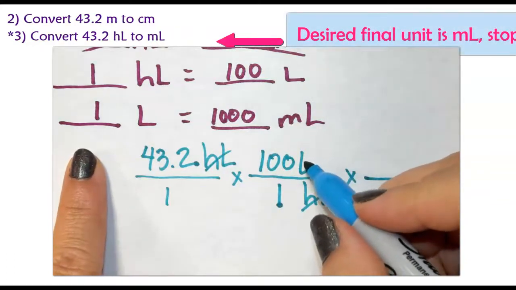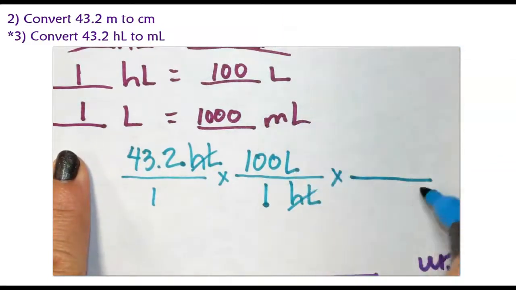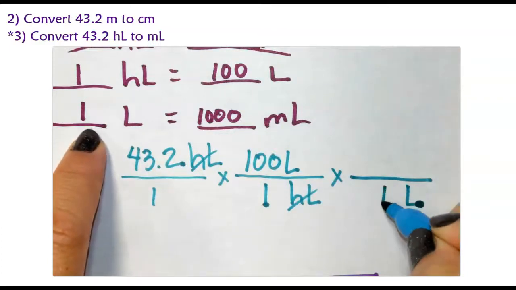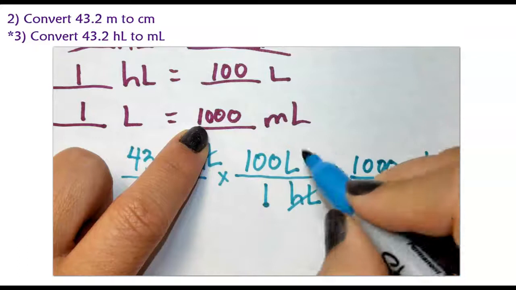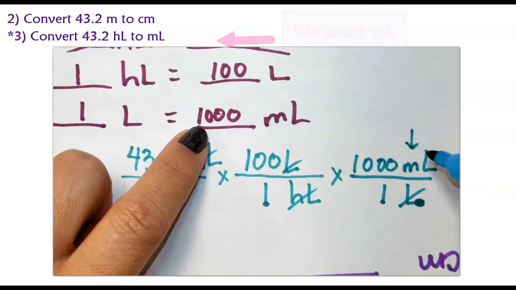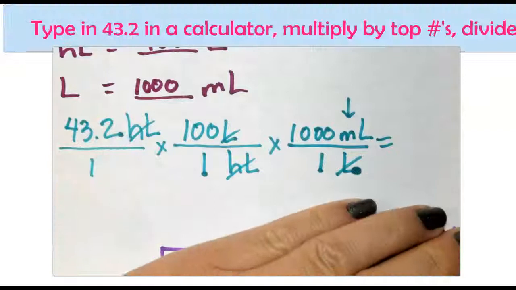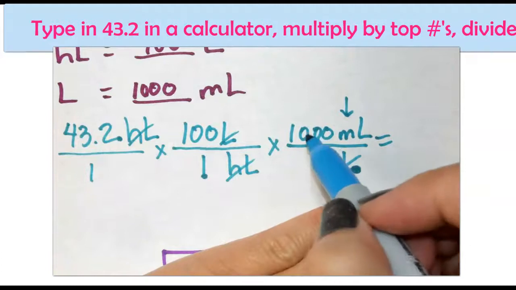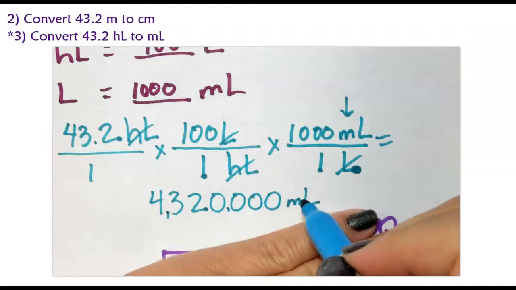My final answer is supposed to be in milliliters. So now I want this to cancel. So I'm going to take the liter, put it down at the bottom of the next step, and I'm going to use this new conversion factor that 1 liter is equal to 1,000 milliliters. Liters have canceled. What I want is at the top of my last step, and so that means that I am finished setting up my problem, and now I can just enter it into my calculator. It'll be 43.2 times 100 times 1,000, and that's going to give me 4,320,000 milliliters.